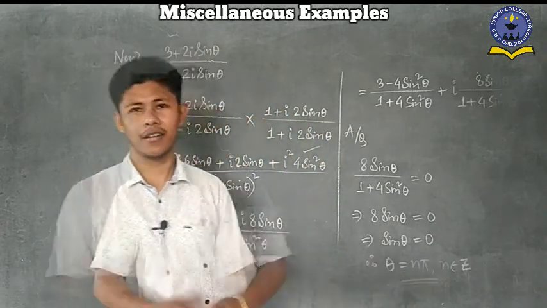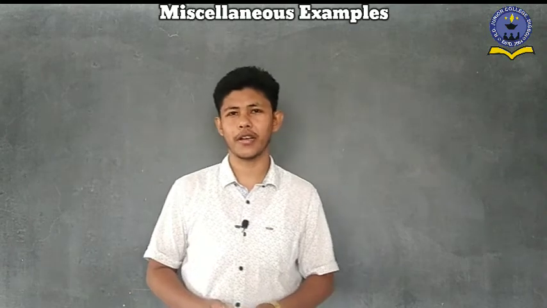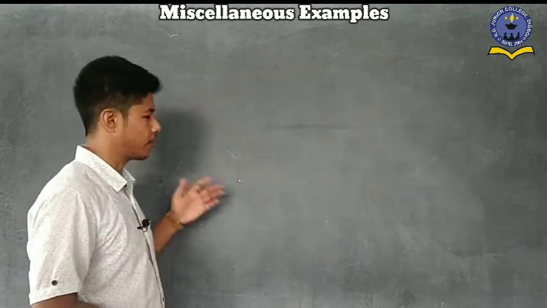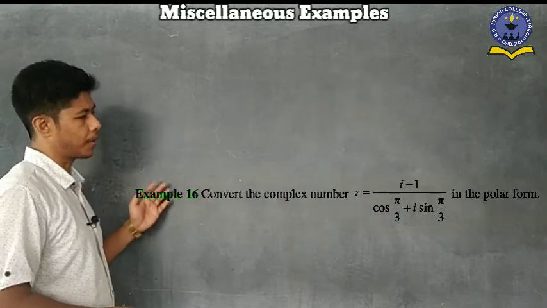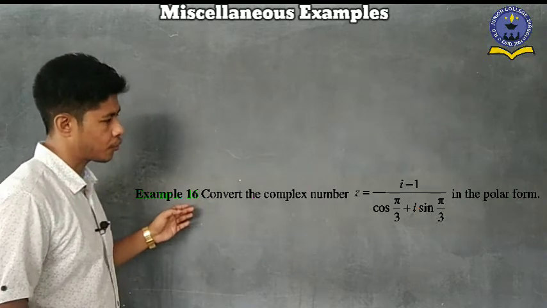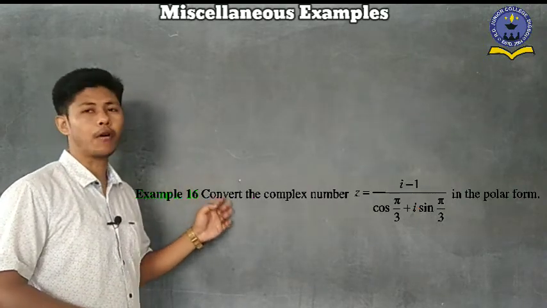Is it clear? Now the next one is a very interesting question here, which is example number 16, and the question is given in such a way that you see, convert this complex number into polar form, isn't it? So now here the question is not given directly in the form of a plus ib.